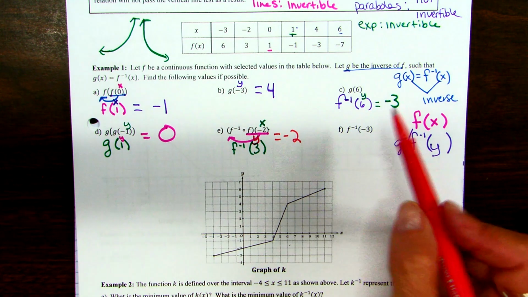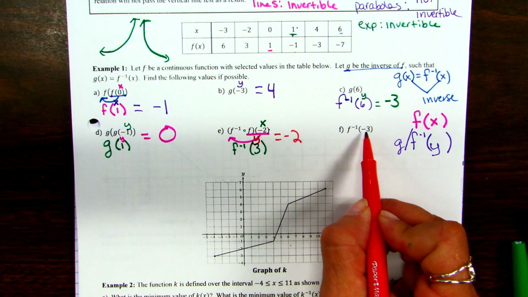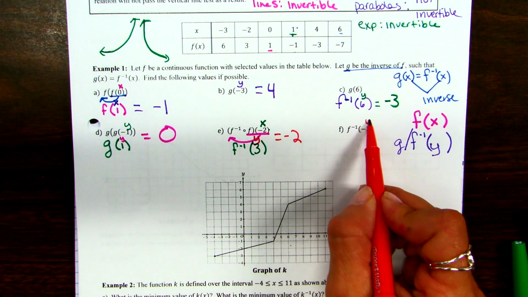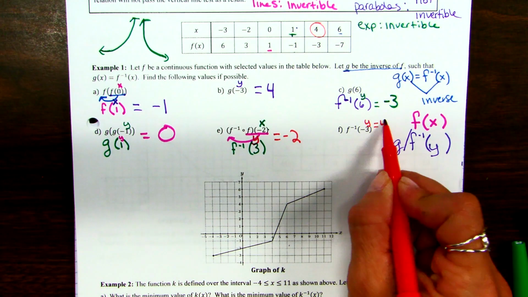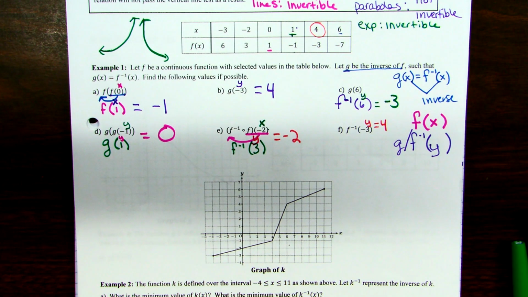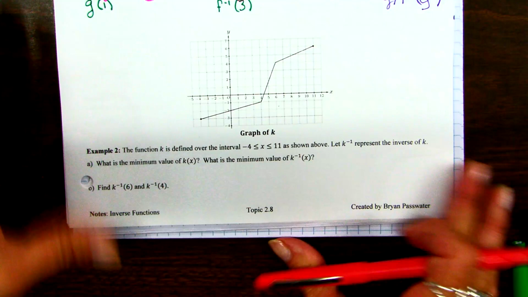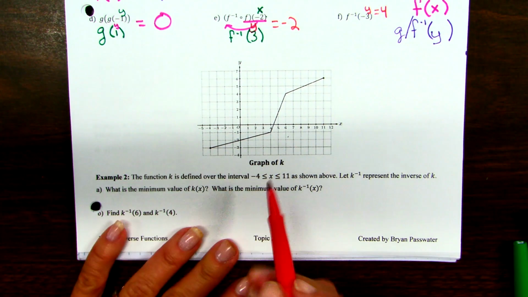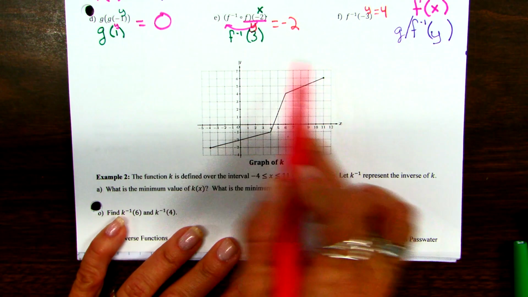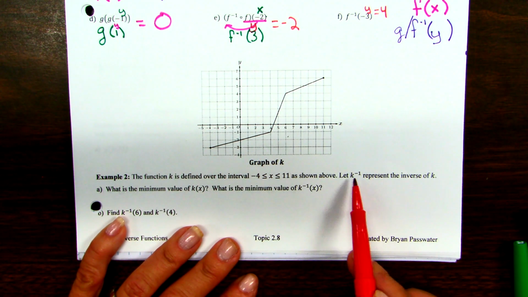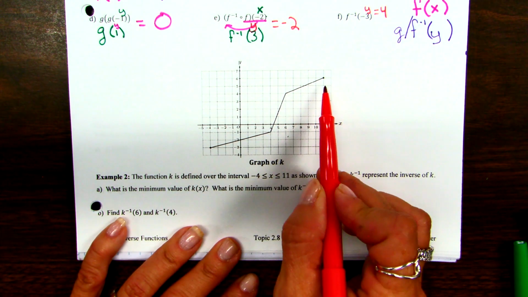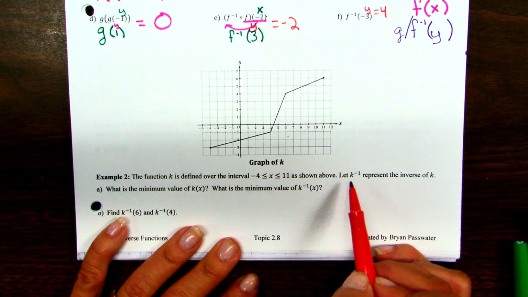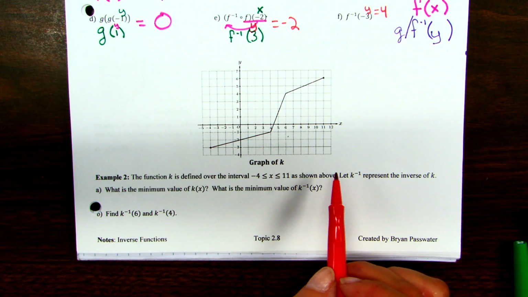One more with this problem. -3, x or y? Y. Y is -3, x is 4. Okay? Let's do the same type of problems, but with a graph. So here we have k. Here's my graph of k. Inverse k would be all of these points flipped, right? So I have a whole bunch of ordered pairs for k. If I want the inverse, I would flip those ordered pairs, okay?